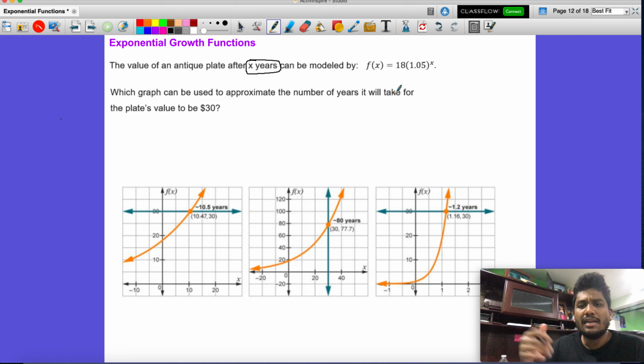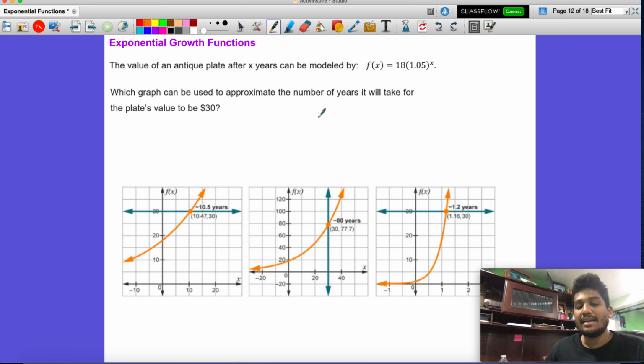So really quickly, when you're looking at this, how do you know that this is an exponential function? The easiest and most effective way is to look right there at the equation, and you see that the x is the exponent, thus making it an exponential function. It says which one of these three graphs here can be used to approximate the number of years it will take for the plate value to be $30.